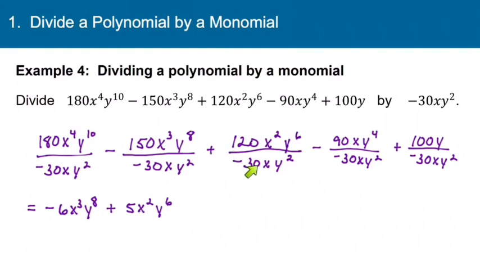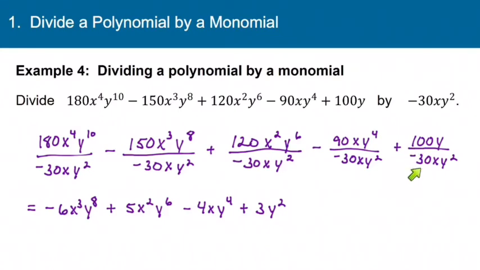Positive 120 divided by negative 30 is going to be negative 4. X to the 2nd over x is going to be x to the 1st, so I just write x. Y to the 6th over y to the 2nd is going to be y to the 4th, because 6 minus 2 is 4. Moving on to the fourth term, negative 90 divided by negative 30 is going to be positive 3. X divided by x will cancel out, and we will not see an x in this term. And then y to the 4th divided by y to the 2nd will be y to the 2nd, because 4 minus 2 is 2. And then finally on the last term, we have 100 divided by negative 30.